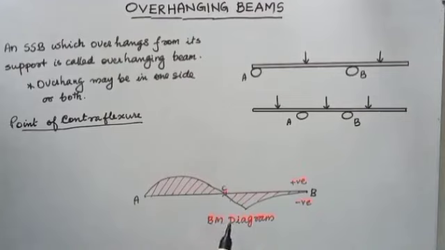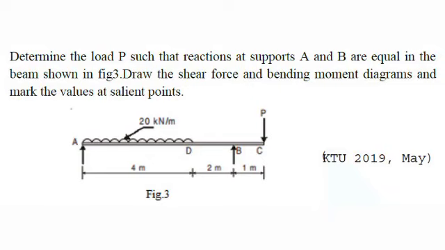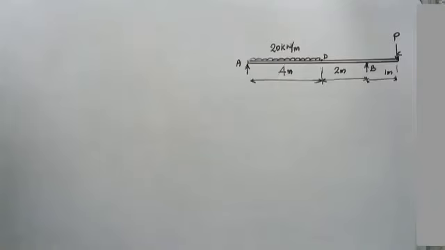Next, we have to solve some numerical problems on overhanging beams. Okay, let us do it. The question given is, determine the load P such that reactions at supports A and B are equal in the beam as shown in figure. Draw the shear force and bending moment diagrams and mark the values at salient points.